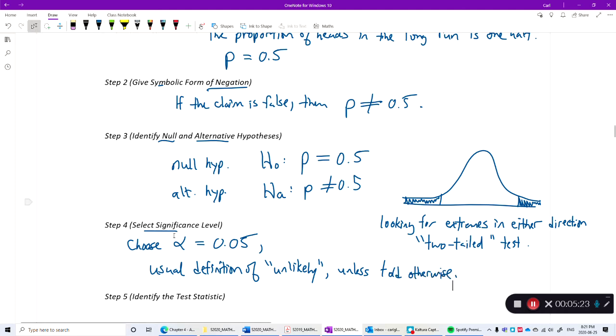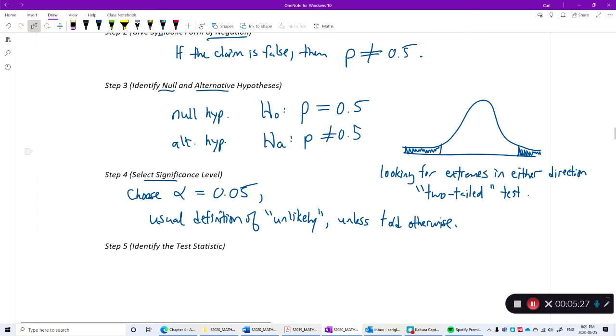And okay, so now we get to the calculation part. We're going to identify what's called the test statistic. So the test statistic tells us how extreme is the outcome that we actually observed.